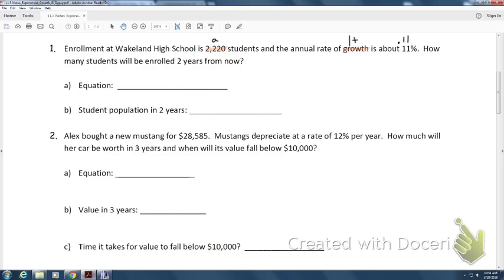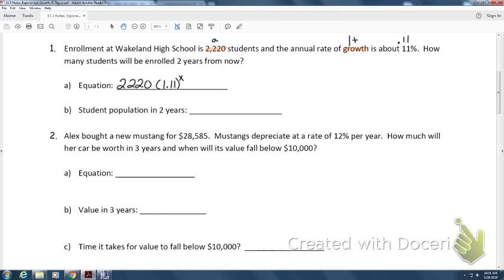It's your A value, which is 2,220, times 1 minus 0.11, which is 0.88. Sorry, thank you. Which wouldn't be 0.88 anyways, so you'd have 1.11 to the power of x.